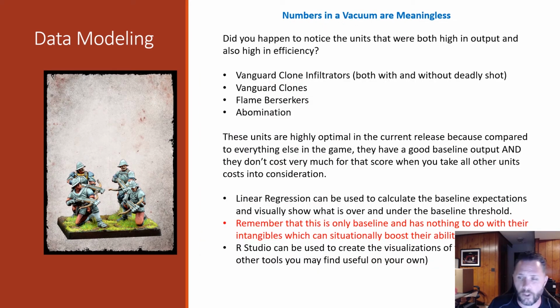So did you happen to notice, and we just talked about this, the units that were both high in output and high in efficiency, and I just gave a list. We call those units highly optimal. So when competitive players are tuning their lists, which we talked about in the last video, they're looking for efficient choices. They're looking for things like this. They're looking for high output units baseline that are also highly efficient baseline. And why is that important?